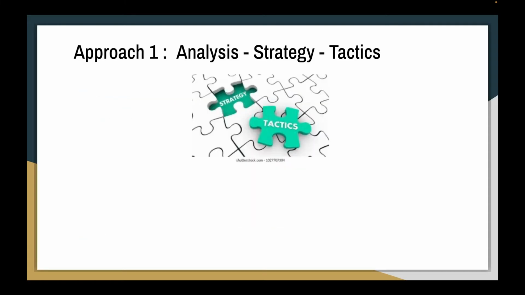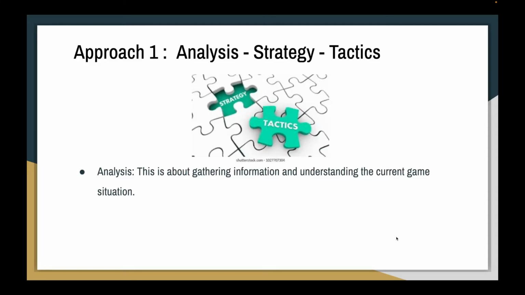In that, the first approach involves the combination of analysis, strategy, and tactics. Analysis is about gathering information and understanding the current game situation. In chess, for example, analyzing the position of all the pieces helps to identify the threats and opportunities.